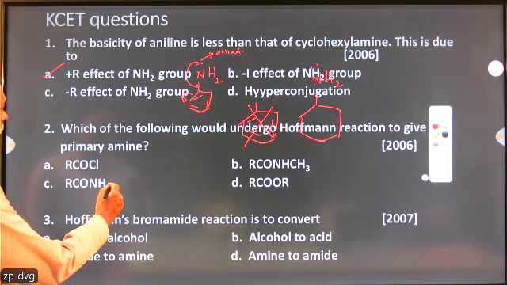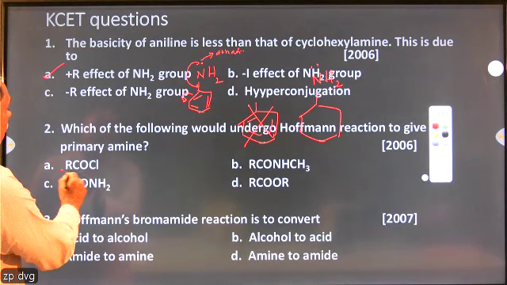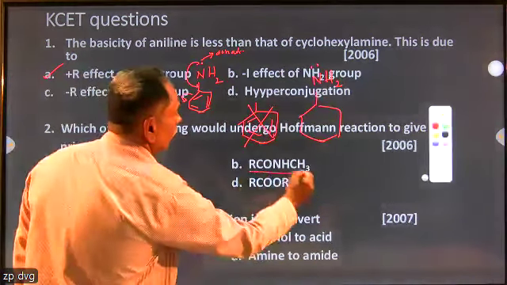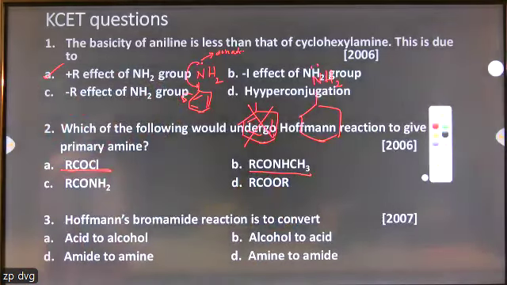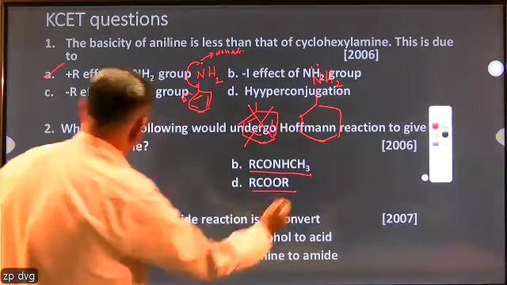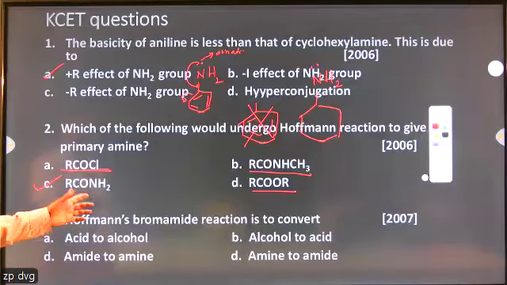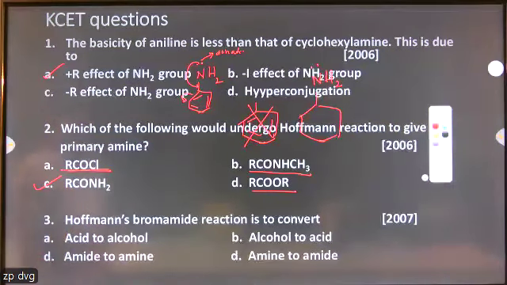So in this case, this is not an amide. This is an amide, but it is a secondary amide. This is an ester. So only the answer is C because this is a primary amide. So in Hoffman bromamide reaction, we take primary amide to convert it into primary amine. So C is the correct answer.